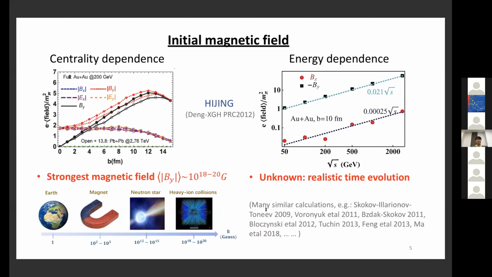So here is a comparison of the strength of the magnetic field. So basically, in heavy-ion collision, we generate a very, very strong magnetic field. In fact, similar calculations were done by many, many groups. So I just list a few of them here. So this is the initial magnetic field.